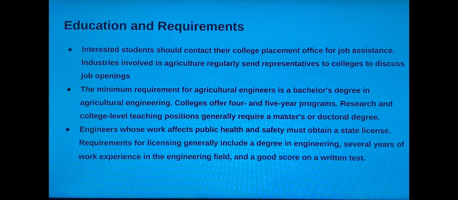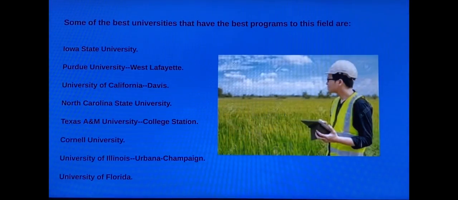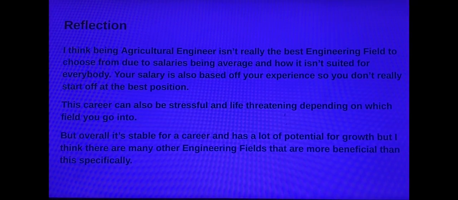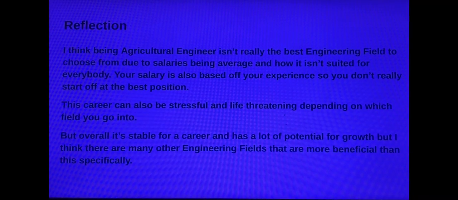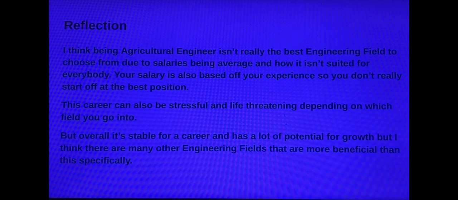Engineers whose work affects public health and safety must obtain a state license. Requirements for licensing generally include a degree in engineering, several years of work experience in the engineering field, and a good score on a written test. Here are some of the best universities that have the best programs, such as Iowa, Purdue, University of California, etc.